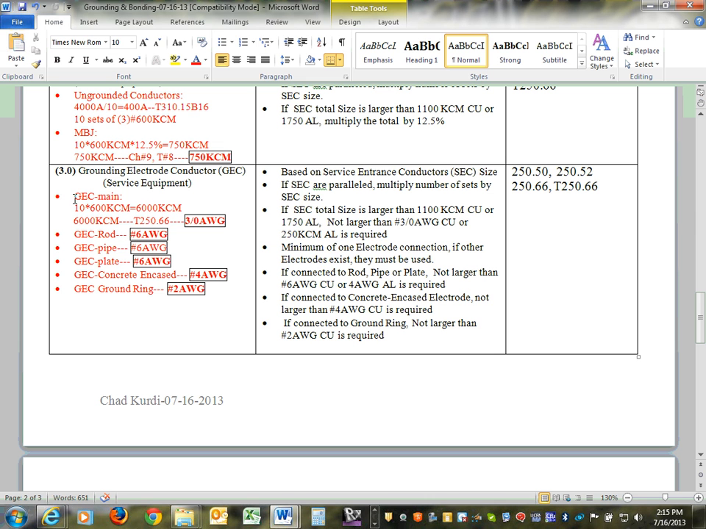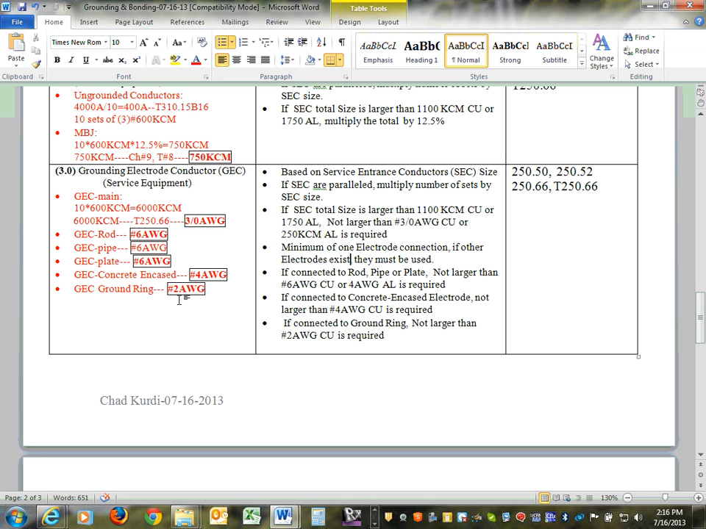For the grounding electrode conductor, guys, here's a summary of how to size them. So you can go, the same thing, 250.66. For the grounding electrode conductor, you do not need to go larger than 3 aught. The one that's going to the rod directly doesn't have to be more than number 6. The pipe, number 6. The plate, number 6. The concrete-encased, number 4. The ground ring, number 2.